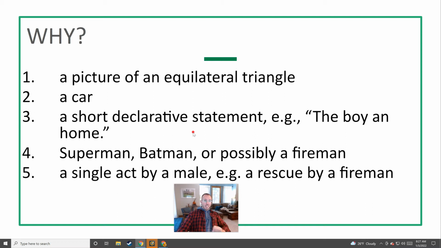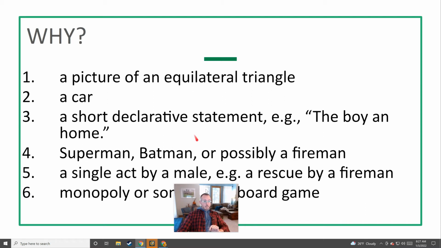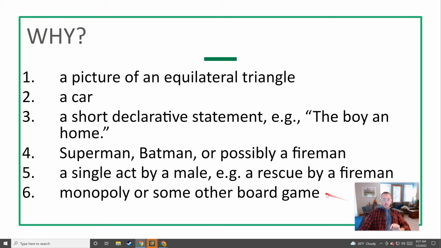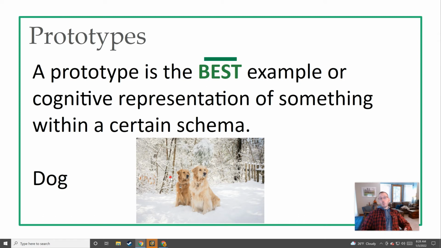Unfortunately, I bet your single act, think about it, see if it was gendered. Was it done by a male? And were you thinking of Monopoly or some other board game? If I hit on a couple of these, the reason I did is because your examples here, the equilateral triangle, a car, a short declarative sentence, the Superman as a hero, our gendered patriarchy of thinking of a male as a heroic act. All of these things are prototypes.